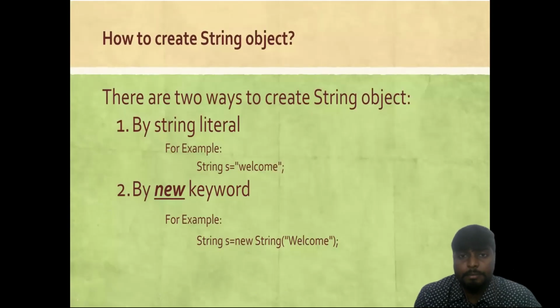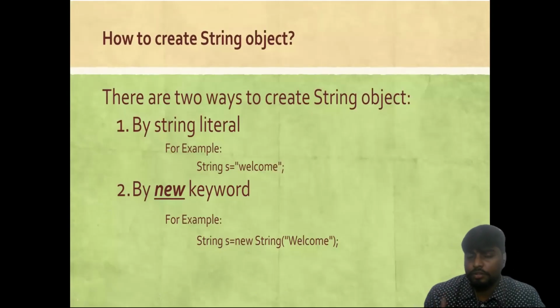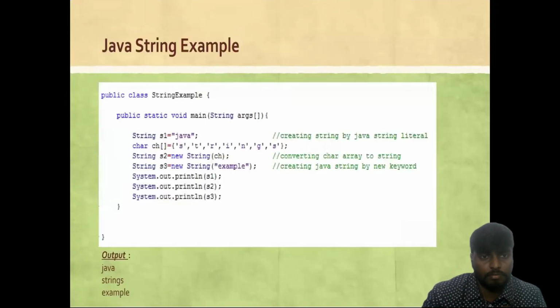A string can be declared in two ways. One is an object, one is a literal. Literal is nothing but a data type. Object is nothing but using the new keyword. That's it. These are the two ways to create a string.